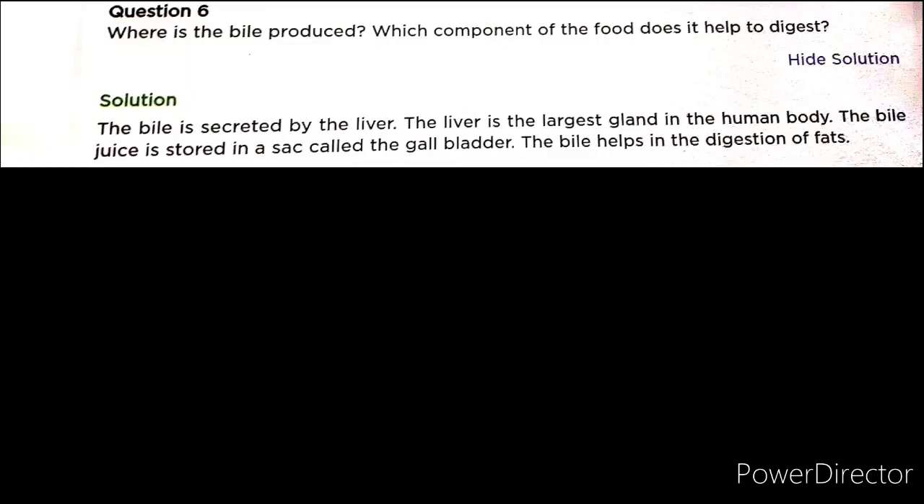Sixth, where is the bile produced? Which component of the food does it help to digest? Solution. The bile is secreted by the liver. The liver is the largest gland in the human body. The bile juice is stored in a sac called the gallbladder. The bile helps in the digestion of fats.